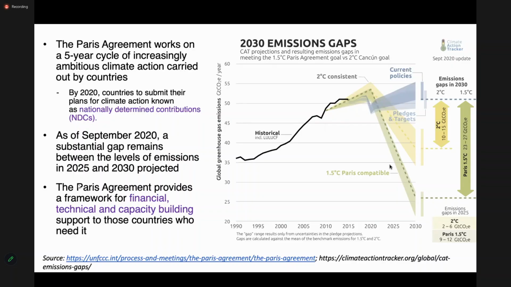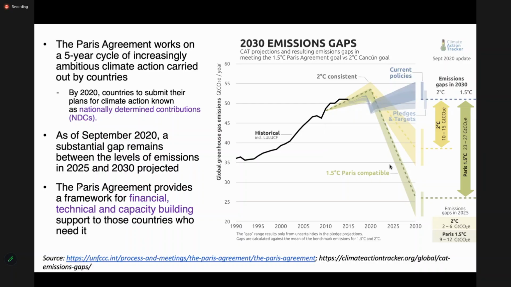The Paris Agreement requires countries to submit plans for climate action every 5 years. Every country, including Sri Lanka, will have to submit a nationally determined contribution. So we can decide as a country what we are going to do and submit our plans.